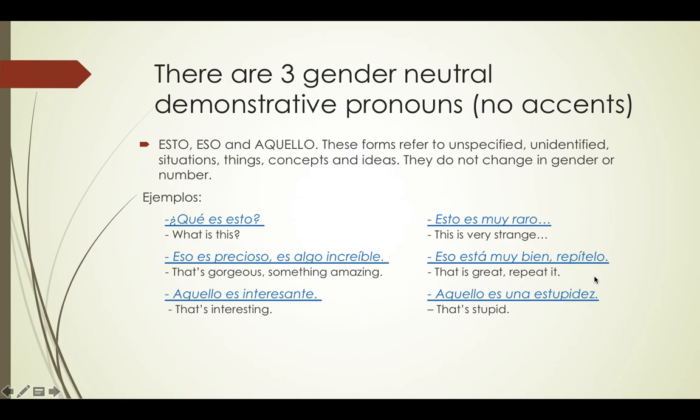Eso está muy bien. Repítelo. That is great. Repeat it. Aquello es interesante. That's interesting. Aquello es una estupidez. That's stupid.